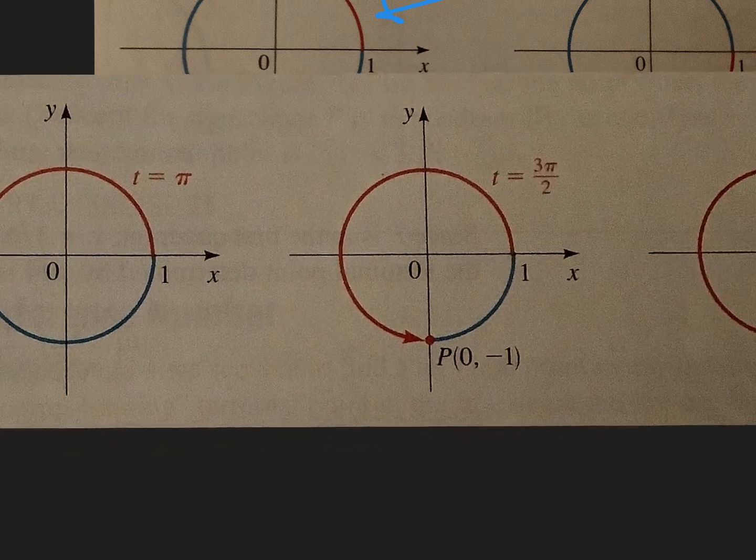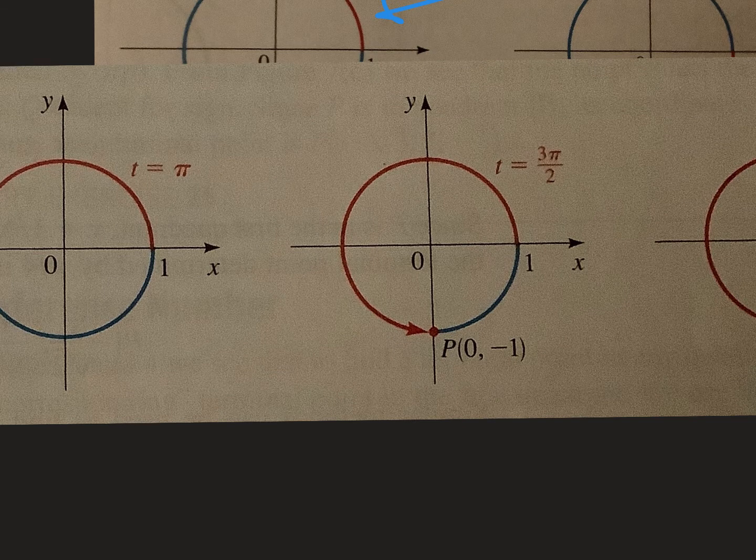If you go that far around, it puts you way down here. By the way, that's 3 pi over 2 because it's 1.5 pi's. Remember, that was 1 pi. That's half of a pi. Down here is 1.5 pi, which you write 3 pi over 2. And look at the point, 0, negative 1, because the radius is 1. And so cosine will be 0, sine will be negative 1. We'll get to that a little bit later.